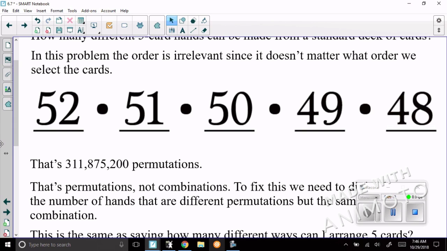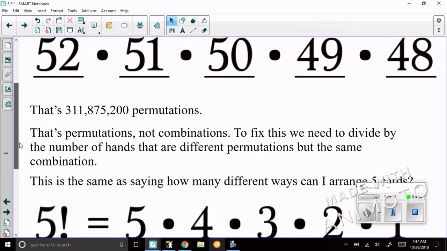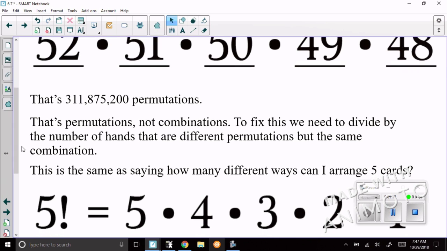Well, here's our 1, 2, 3, 4, 5 cards, and there's a 52 deck of cards. So 52 cards could be chosen here, and then one of those is chosen, so now we have 51 and so forth. So that's 311,875,200 permutations. So that's permutations, not combinations.